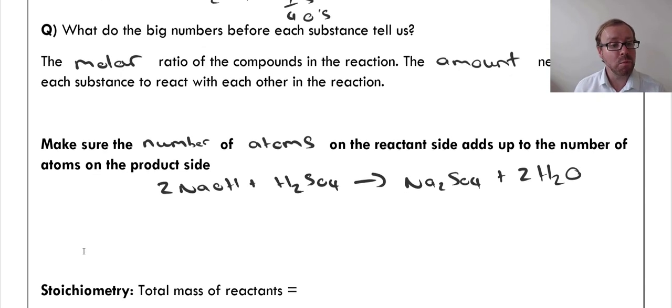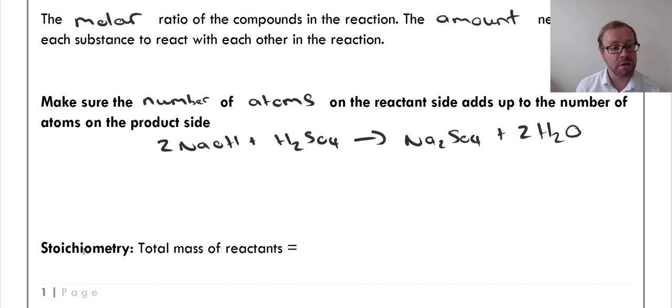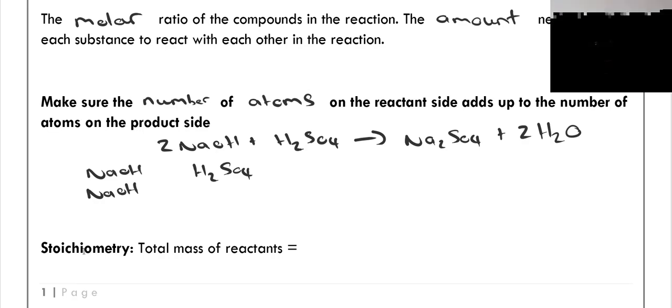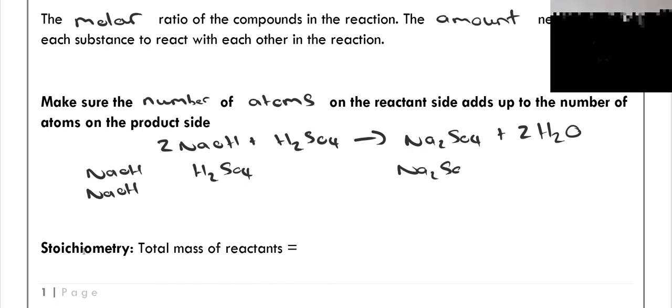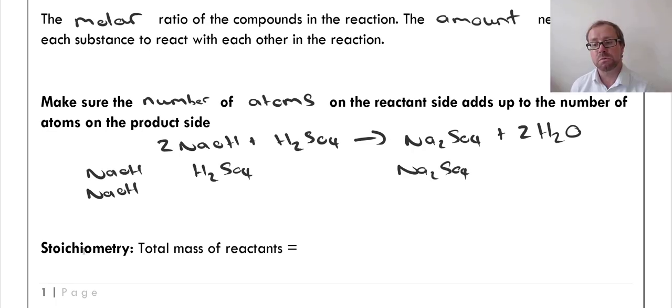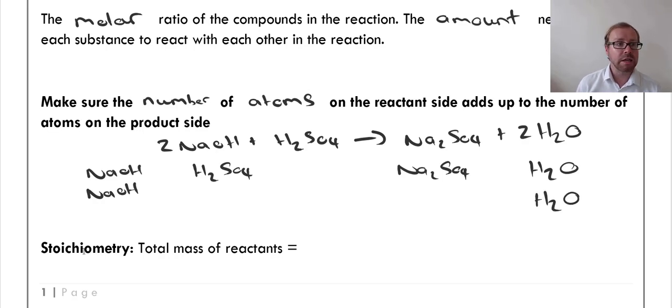So here, when we see this big number in front of sodium hydroxide, that means that really we have 2 sodium hydroxides and we have 1 H2SO4. This side we have 1 mole of sodium sulfate, so I can just write this, and we have 2 moles of H2O water, so we have 2 H2O. Now we can have a go at adding these up.